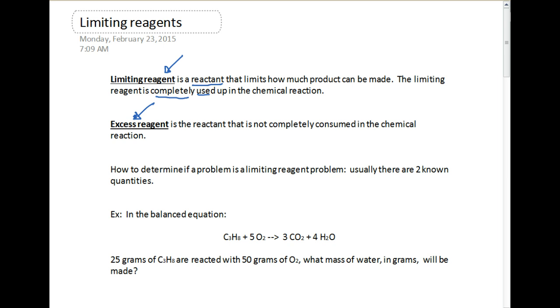And here's how to determine if you have a problem that's a limiting reagent. Usually, not always though, if you have a limiting reagent problem, there's going to be two known values or two known quantities. So if you see a problem with two known quantities, there's a good chance you have what's called a limiting reagent problem. So let's jump right to it.